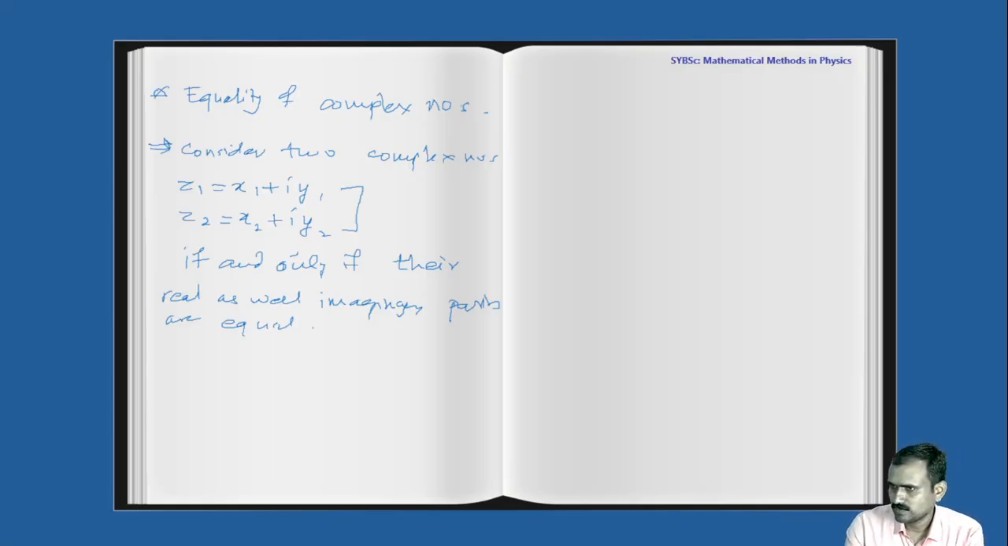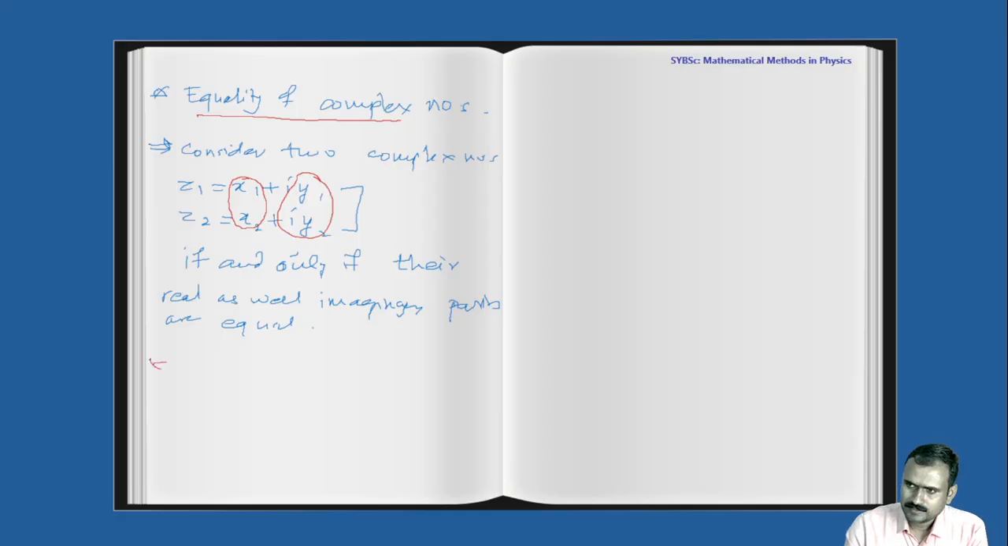Otherwise these two complex numbers are not equal. That is, if and only if the real parts of these complex numbers are equal and the imaginary parts of these two complex numbers are equal, then we can say that the given two complex numbers are equal.